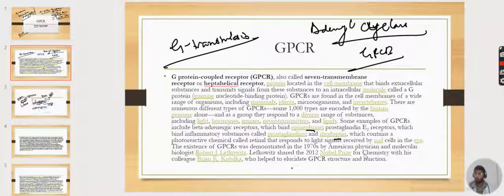So who discovered this GPCR? This GPCR was discovered in 1970 by American physician and molecular biologist Robert L. Lefkowitz. Lefkowitz shared a Nobel Prize in 2012 with a chemist known as Brian K. Kobilka. So they actually discovered the structure and function of GPCR. They got a Nobel Prize for the structure and function of GPCR, right?